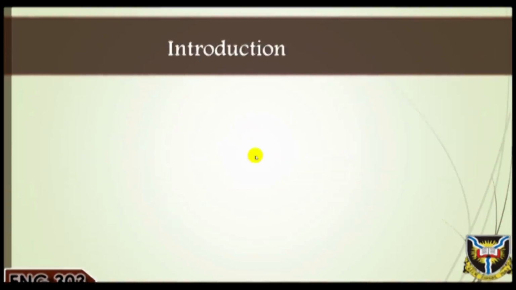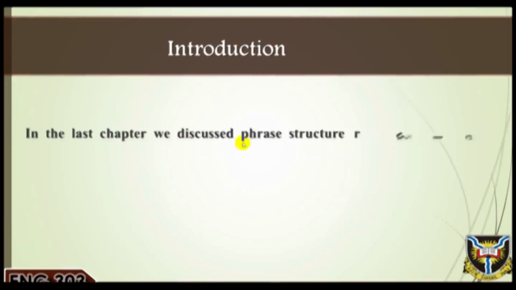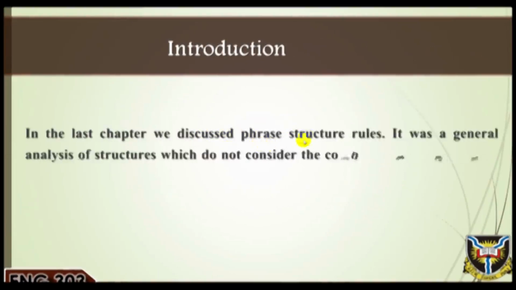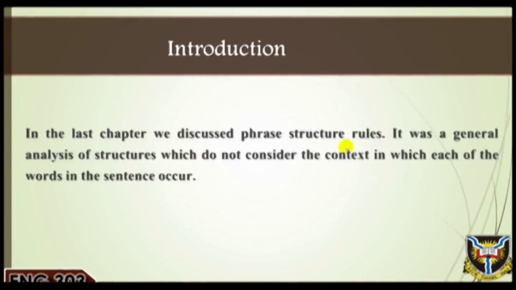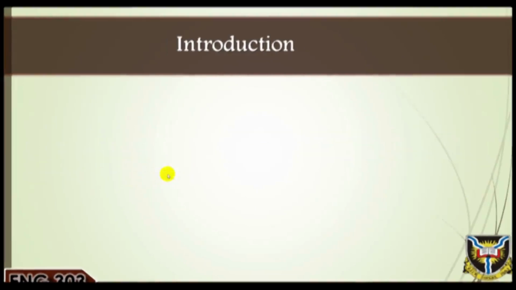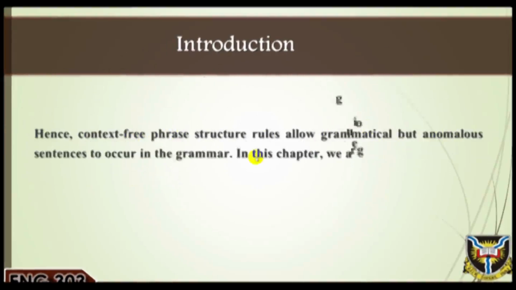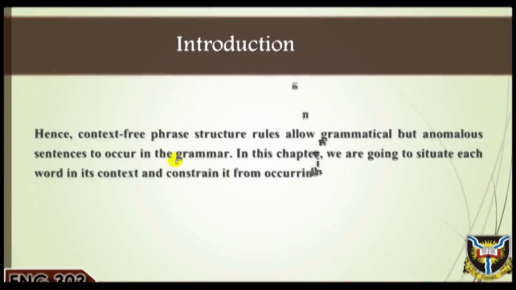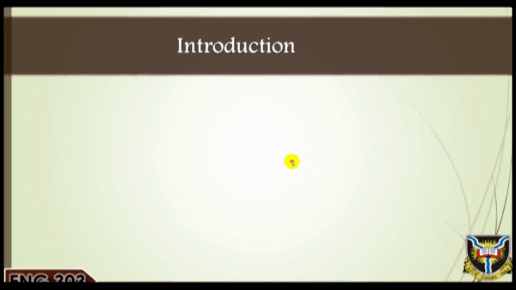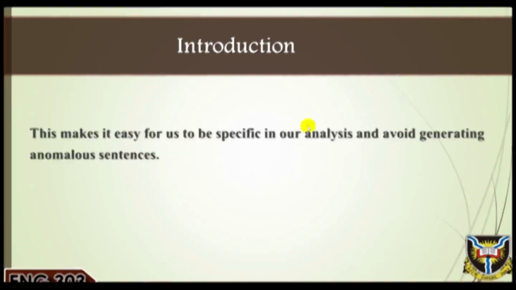Introduction. In the last chapter, we discussed phrase structure rules. It was a general analysis of structures which do not consider the context in which each of the words in the sentence occur. Hence, context-free phrase structure rules allow grammatical but anomalous sentences to occur in the grammar. In this chapter, we are going to situate each word in its context and constrain it from occurring in the wrong context. This makes it easier for us to be specific in our analysis and avoid generating anomalous sentences.